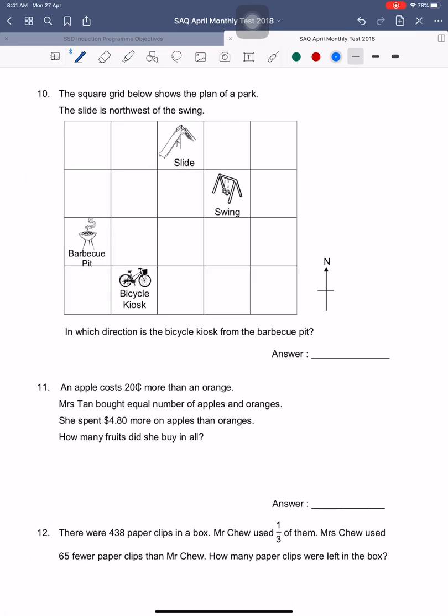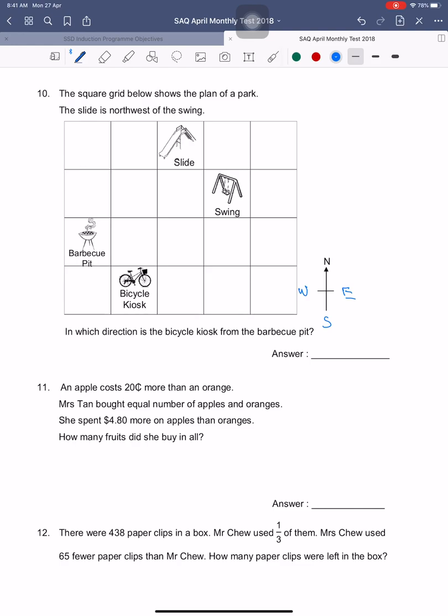Okay, question 10. The square grid shows the plan of a park. The slide is northwest of the swing. Now 2 things we need to take note. First thing is you need to know how to label. So in this case, if this is north, this must be south. Then this must be west, this must be east. You need to know how to identify.